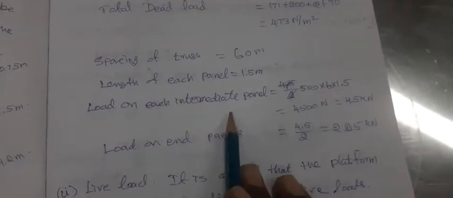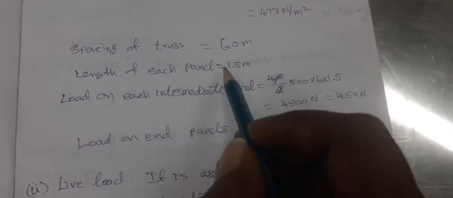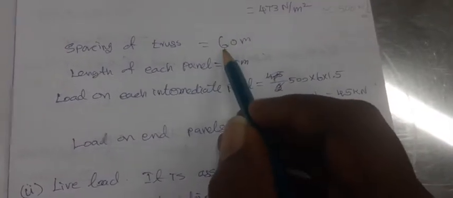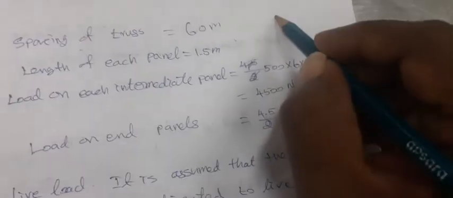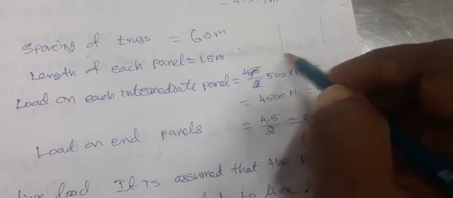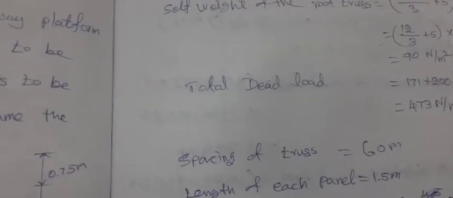Load on each intermediate panel. Each intermediate panel has length 1.5 by 6 meter. So 500 into 6 into 1.5. That means if we take any one simple panel like this, it is 6 meter and 6 meter. So here, 6 by 6.